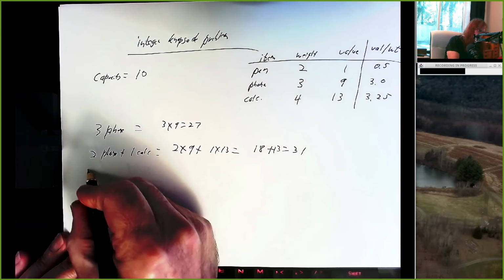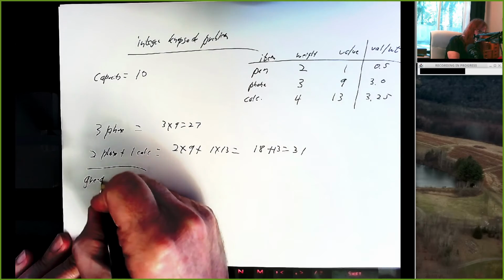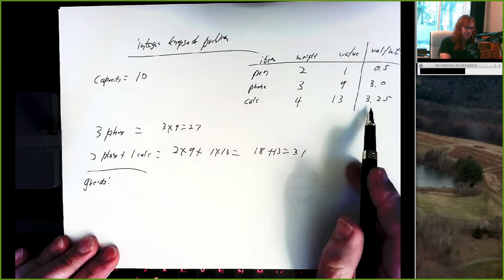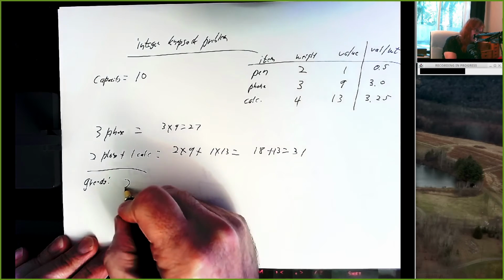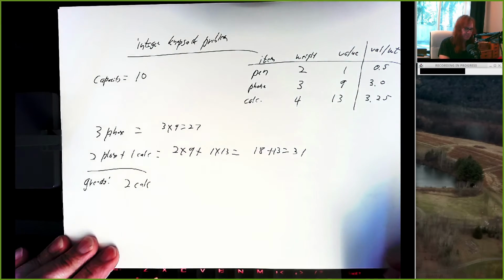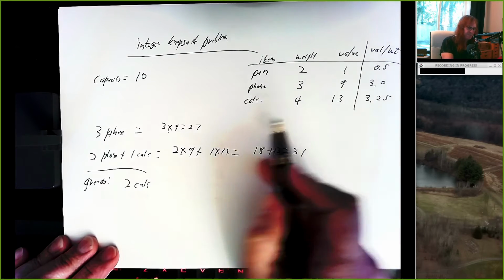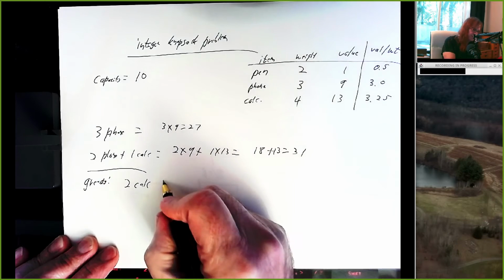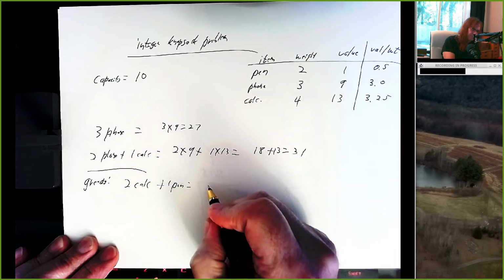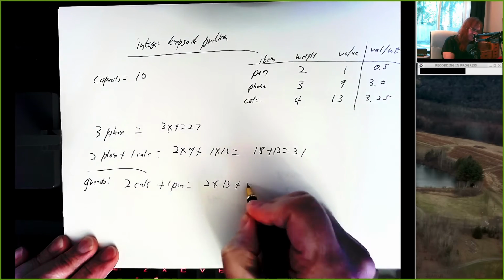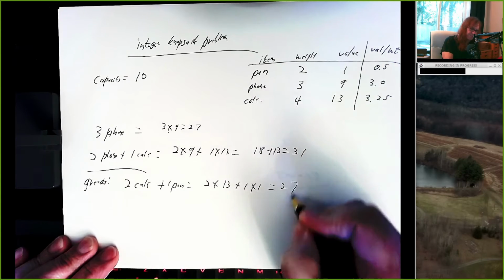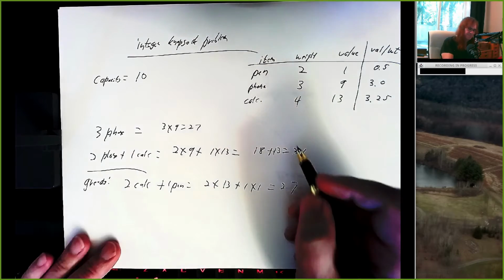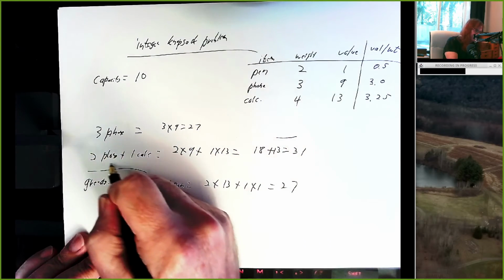The greedy solution would say, let's put in as many calculators as we can because those are the most valuable. So we would have 2 calculators, and that would take 8 pounds, and then we'd have 2 pounds left, and the only thing we could fit in there would be a pen. And so that would be 2 times 13 plus 1 times 1. That's 27. That's not your best value. Your best value turns out to be this.